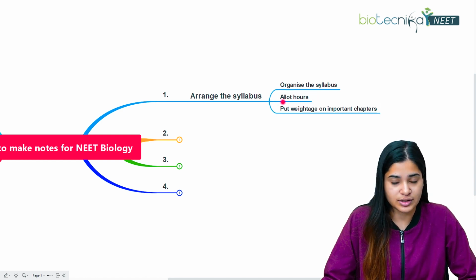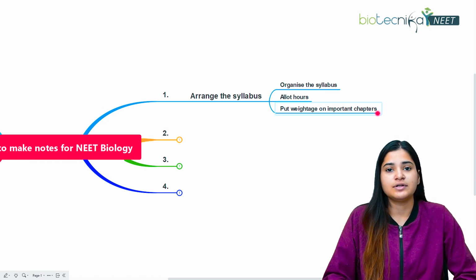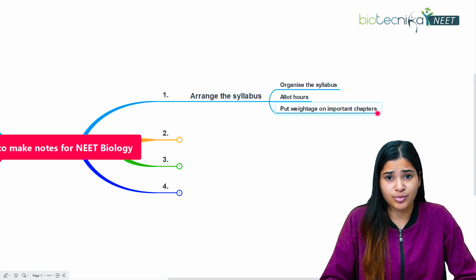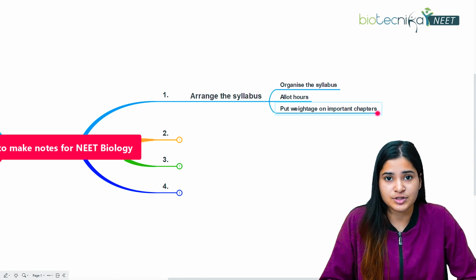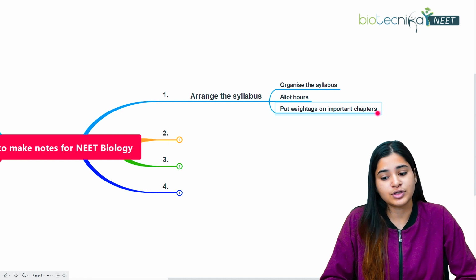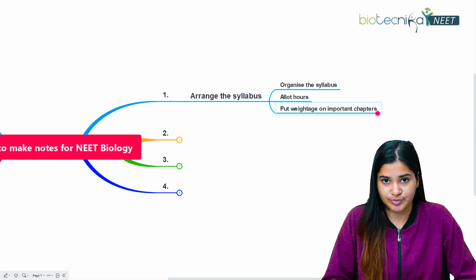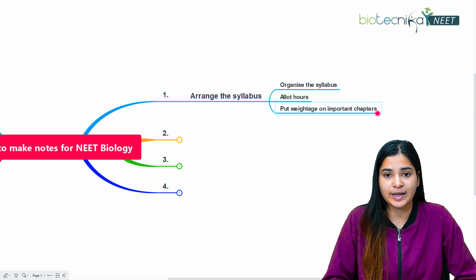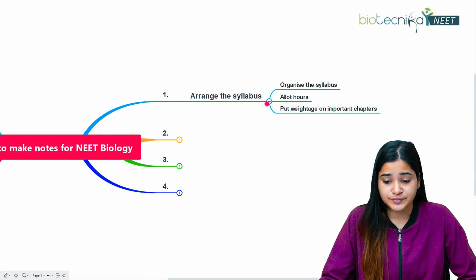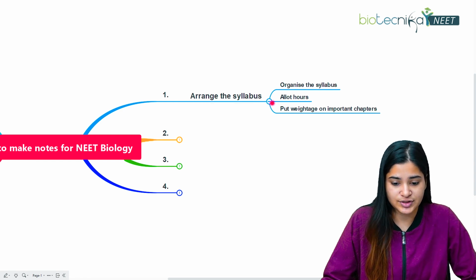So allot the hours and then put weightage on the important chapters. Even as you allot hours for chapters, it's important to focus on those chapters from which questions are frequently asked. When preparing notes especially, it's important to put weightage on the important chapters. Make sure you keep these things in mind before you make your notes. So, arrange the syllabus.